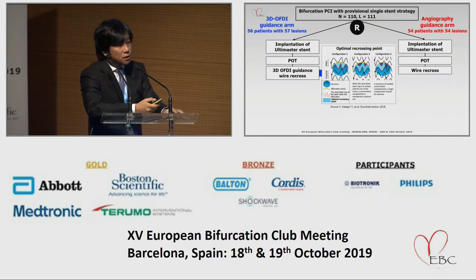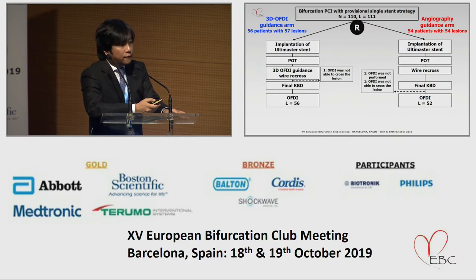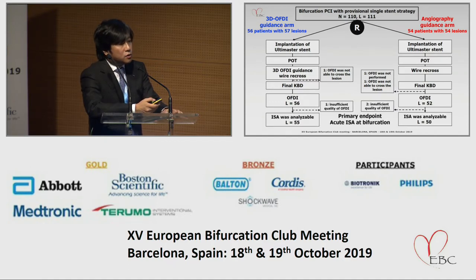But depending on this position or the configuration of the struts, we decided the optimal recrossing point. It's not always the most distal one, but if there's a link in front of the distal rim of the ostium, we went for the second distal cell because you cannot really eliminate all these asymmetric structures. So in the 3D OFDI guidance, if the optimal cell recrossing point was not achieved in the first attempt, then a second or third attempt was performed to confirm that the recrossing point is optimal. And after the kissing balloon, the final OFDI was performed in both arms for documentary reasons, because the primary endpoint was acute incomplete stent apposition at this bifurcation segment.